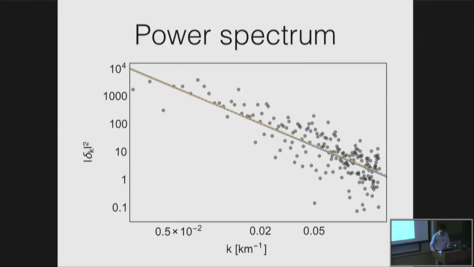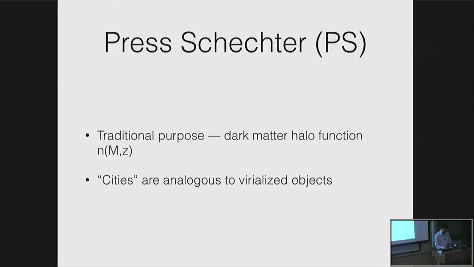So this is the first scaling law that we're able to explain, and this wasn't previously explained in the literature. I mean, nobody has computed the power spectrum of the population density, as far as I'm aware. So we can go further.